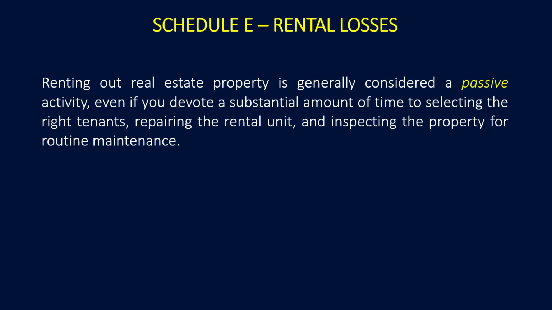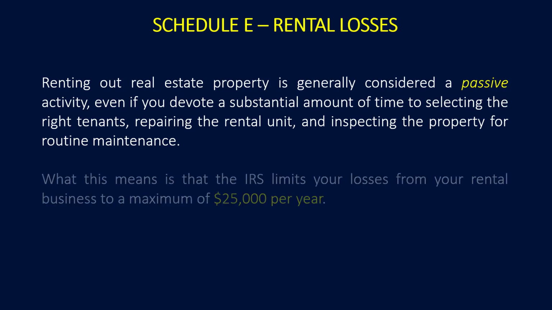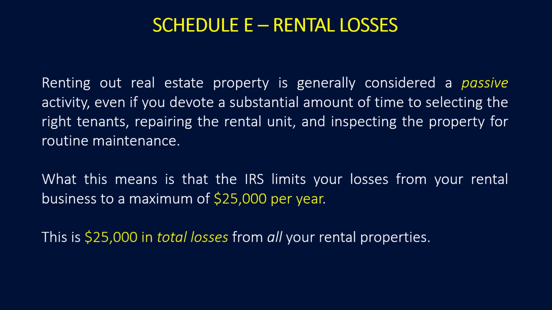Now, renting out real estate property generally is considered a passive activity, even if you devote a substantial amount of time to selecting the correct tenants, repairing the rental unit, and inspecting the property for routine maintenance. So what this means is that the IRS limits your losses from your rental business, if any, to a maximum of $25,000 per year. This is $25,000 in total losses from all of your rental properties if you happen to own more than one.